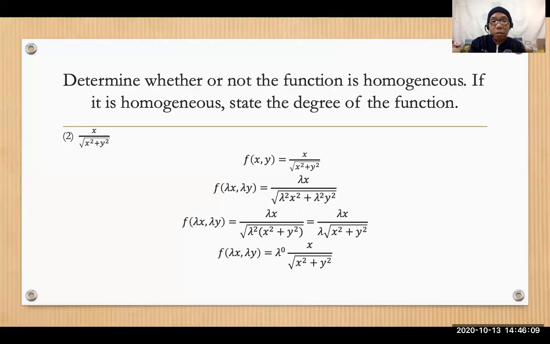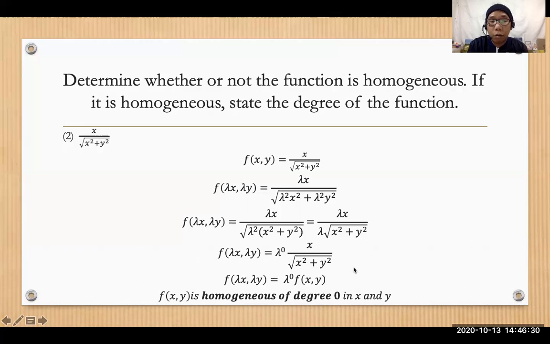Because any number raised to 0 is 1, right? So for us to determine its degree, we put here lambda raised to 0, or equal to 1. And this function is intact: x over the square root of x squared plus y squared. And this is homogeneous of degree 0.